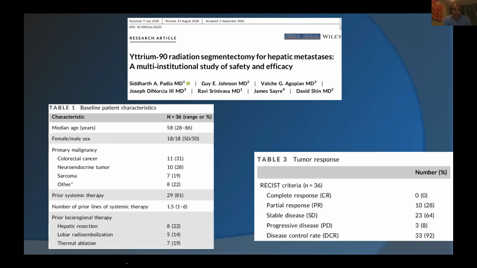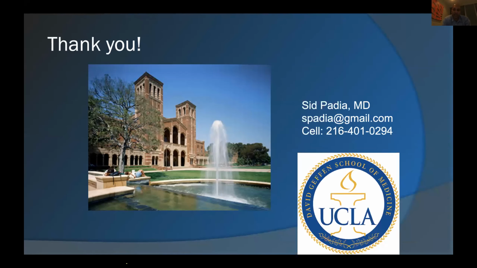We recently published this. This is in press right now. We looked at 36 patients with metastatic disease ranging from colorectal cancer, neuroendocrine tumors, sarcoma, et cetera. And our disease control rate was over 90%. So we're able to at least confine the tumors in the vast, vast majority of patients. So yes, this can work in metastatic disease as well. And thank you very much.